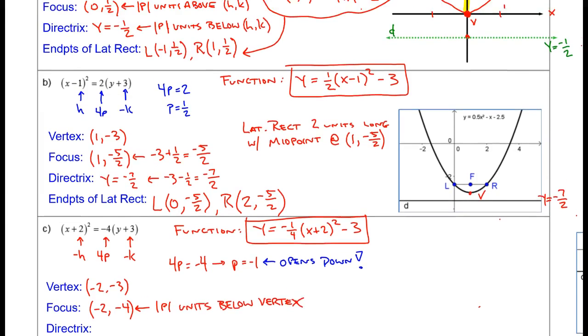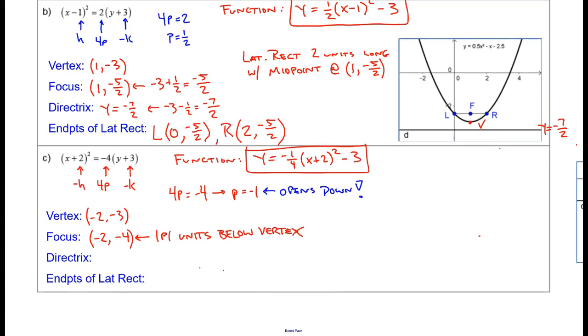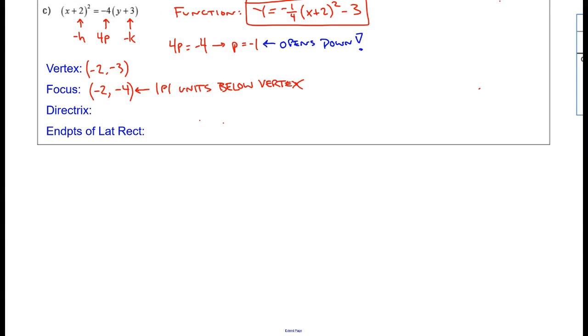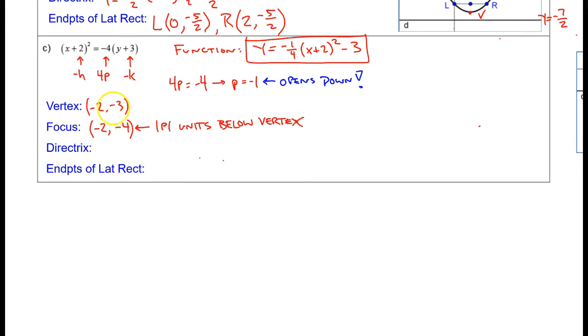And my directrix will be above the vertex, so I'm going to have to shift 1 unit above this. That's going to be the line y equals -2. Again, that's p units above the vertex. Why do we have the focus below and the directrix above in this case? Because our parabola opens down. Okay, so now let's talk about the endpoints of the latus rectum.